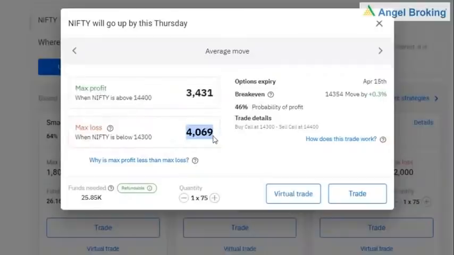So you can peacefully trade it knowing that, you know what, worst case till Thursday I lose 4k, and on Thursday this trade is over and I have full peace of mind. End of story, right? That's a very nice way to trade, and this is what Easy Options does for you.